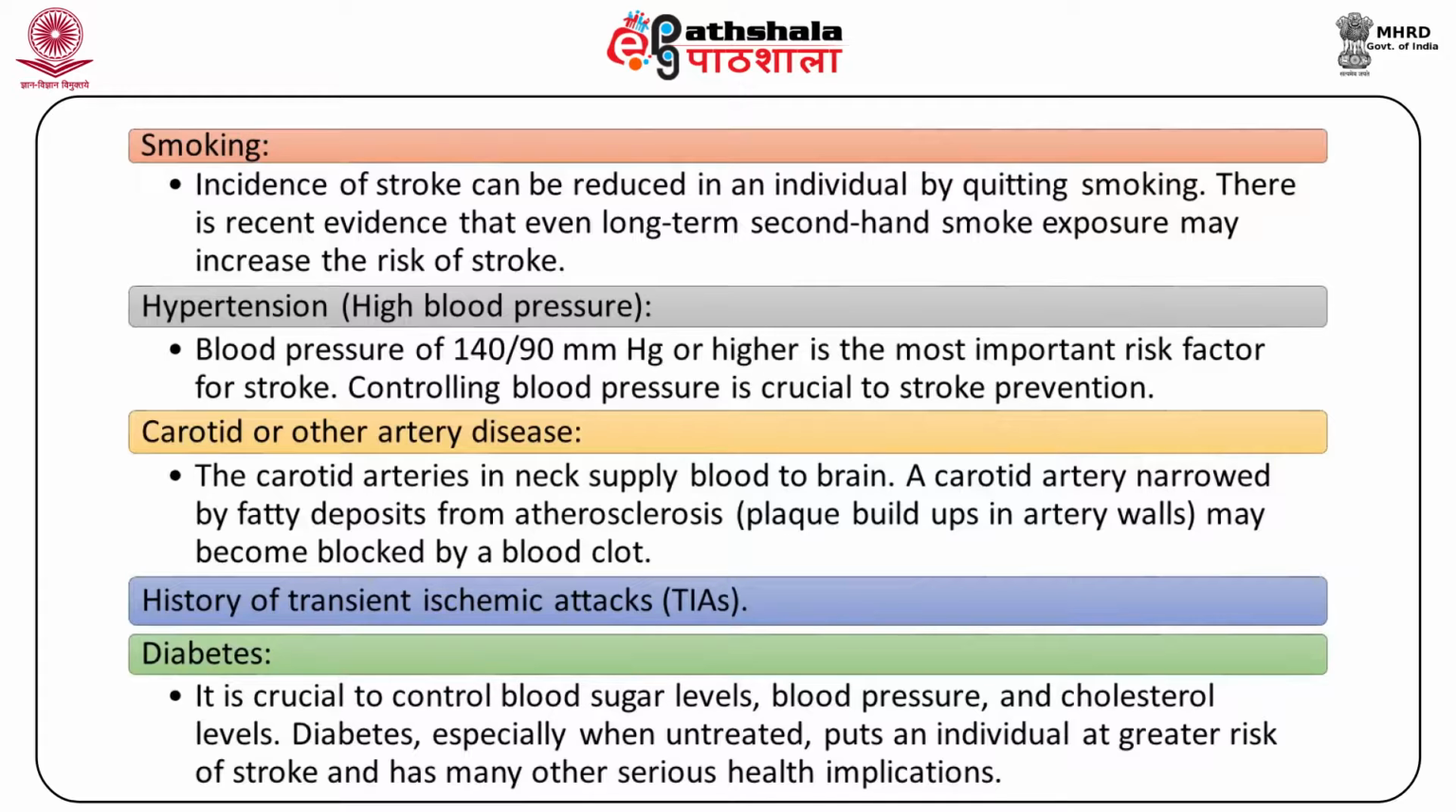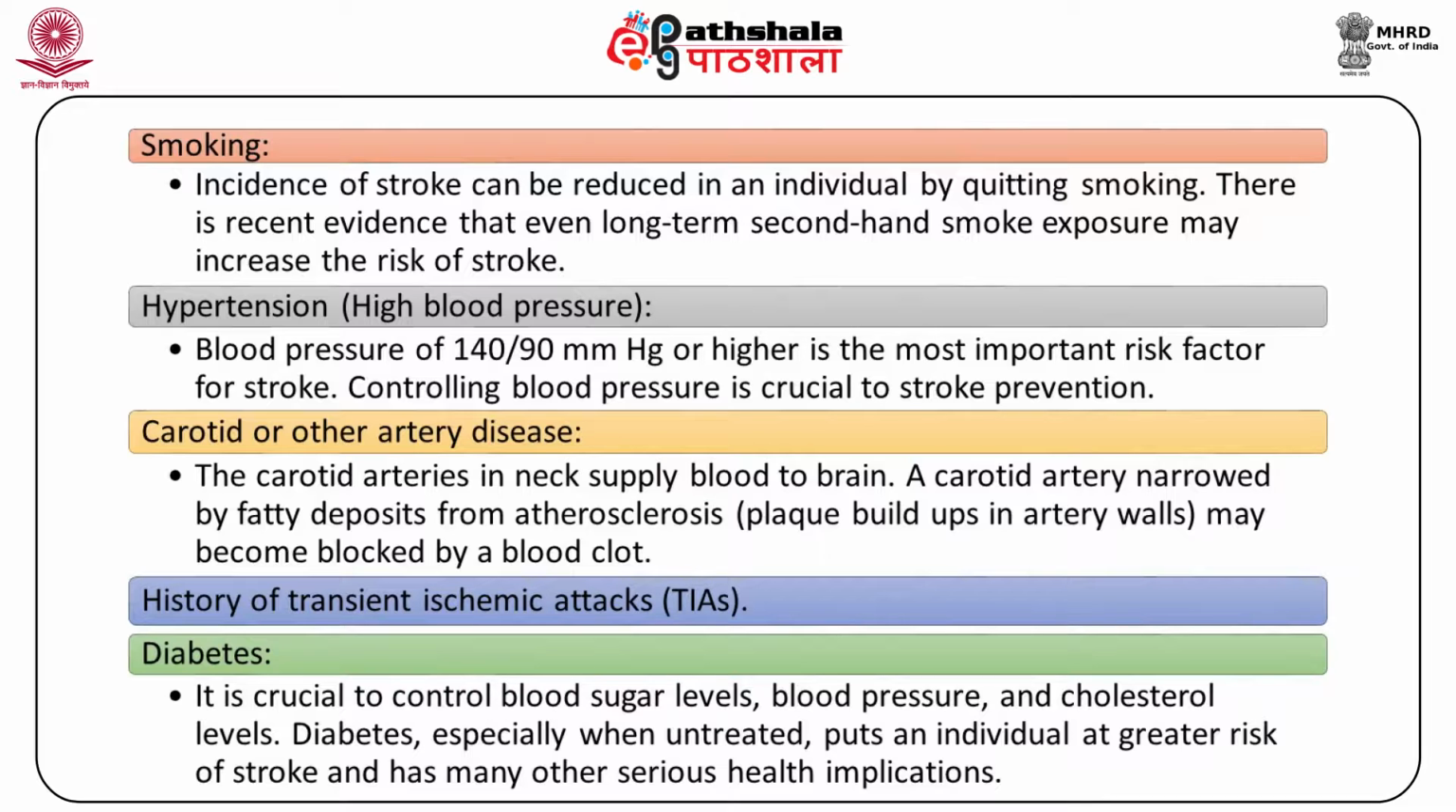Carotid or other artery diseases. The carotid arteries in the neck supply blood to the brain. A carotid artery narrowed by fatty deposits from arteriosclerosis, that is, plaque built up in the artery walls, may become blocked by a blood clot. History of a transient ischemic attack, TIA.